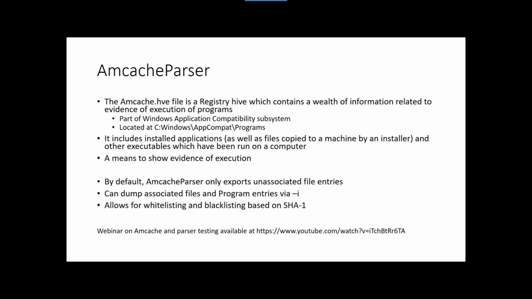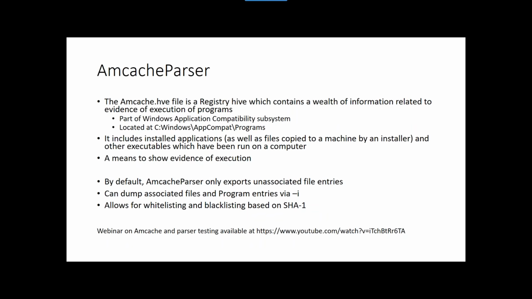So AmcacheParser will filter things out into different buckets. Unassociated means AmcacheParser could not determine what installer put that file there. And then if you use the -i switch, you can also get out all the associated files and then all the program entries, basically everything that was installed. We ran Office, we ran Winamp, we ran Ncase, whatever you installed, those things would be grouped and categorized so that you can filter them out.